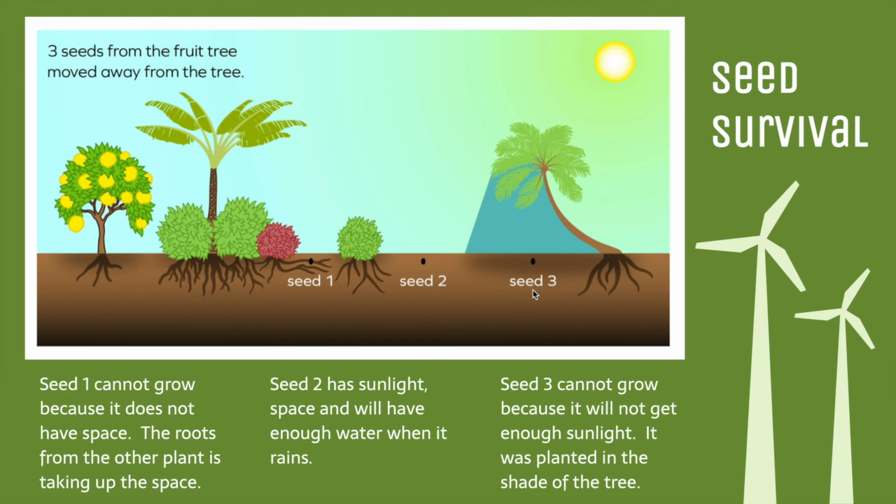Seed 3 cannot grow. Why not? Because it's in the shade. It will not get enough sunlight, and it was planted in the shade of this tree. So taking a look at these 3 seeds, which one do you think will be able to survive and grow? If you said seed 2, you are correct.